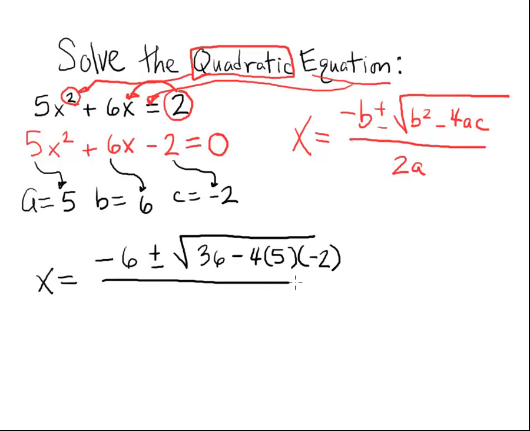All over, that fraction bar goes all the way across, okay? Not just underneath the radical stuff, but all the way across, all over 2 times my a, and my a is a 5. Okay, so I'm going to take this bit by bit and simplify it down as much as I can. I hope you see and agree that this 2 times 5 on the bottom is simply a 10, right? We'll just put a 10 down here. Still have that negative 6 sitting out front.